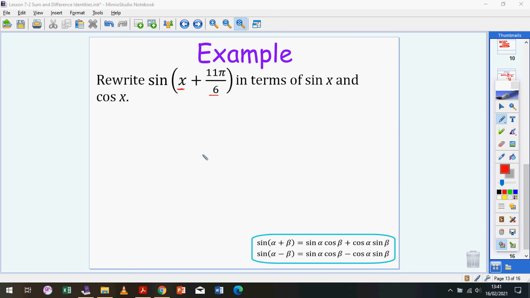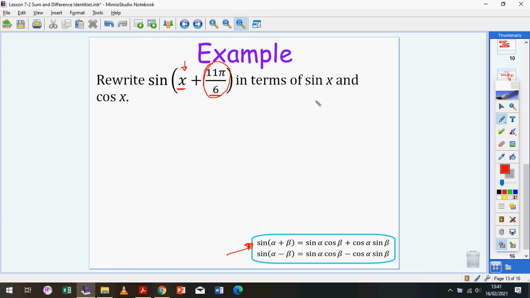Part 3. So I was talking about this angle and that angle. You write this in terms of sine and cosine. Now, everything else is fine because I'm just going to use the addition formula for sine. But this angle, I need to first think about this angle.